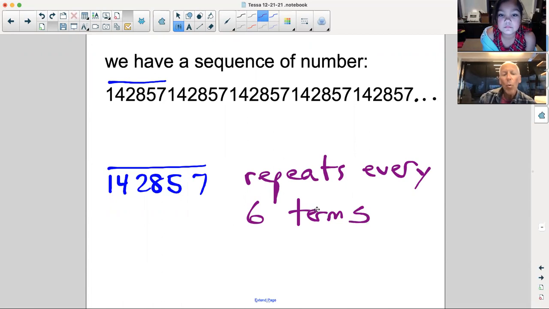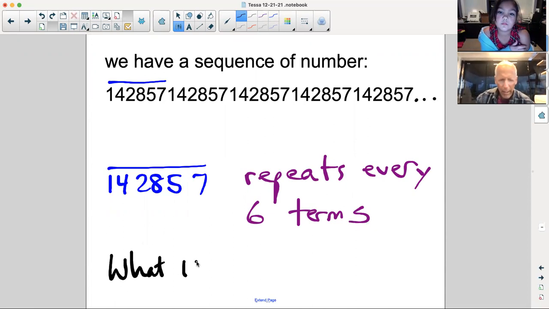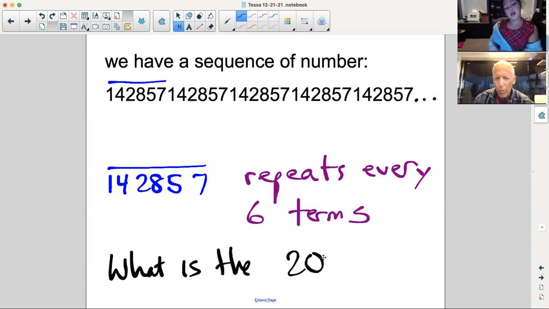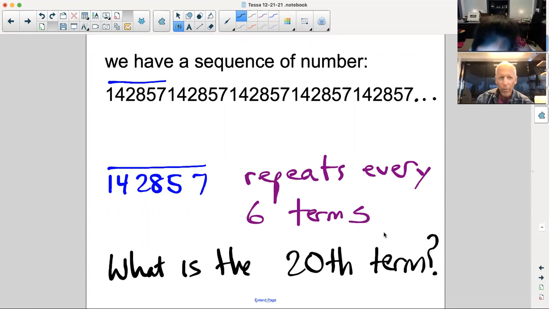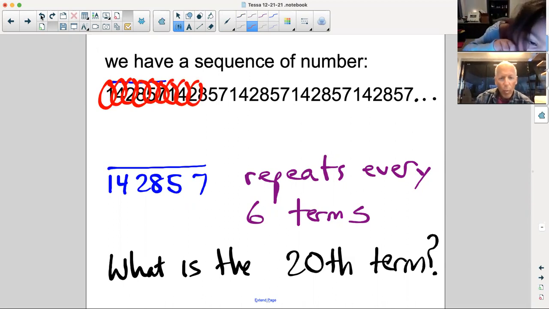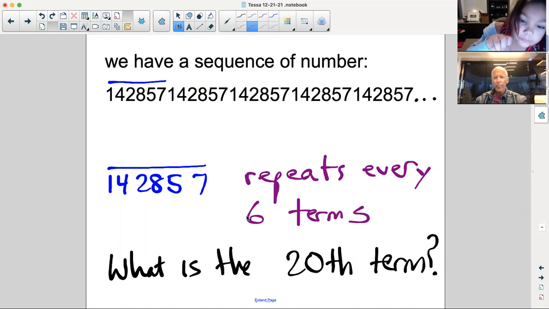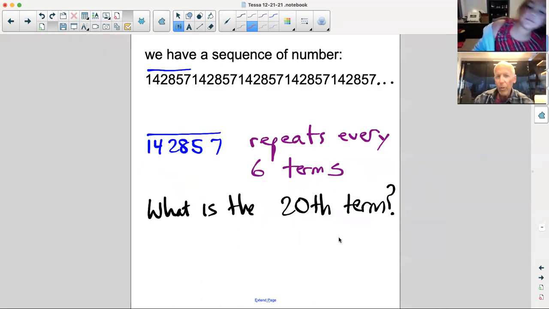Now, here's the first challenge. What is the 20th term? Now you know that this is the first, second, third, fourth, fifth, sixth, seventh, eighth, ninth. What is the 20th term? The fourth one. But what digit is it? What number is it? It's a 4.